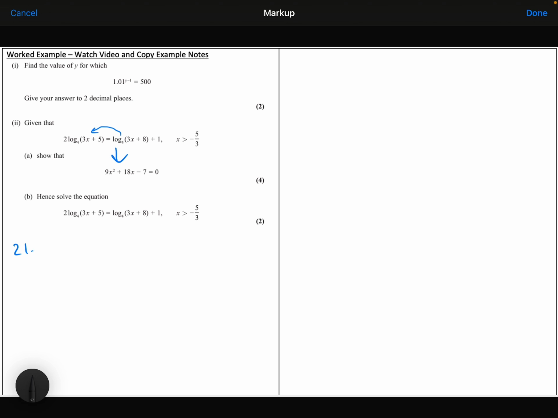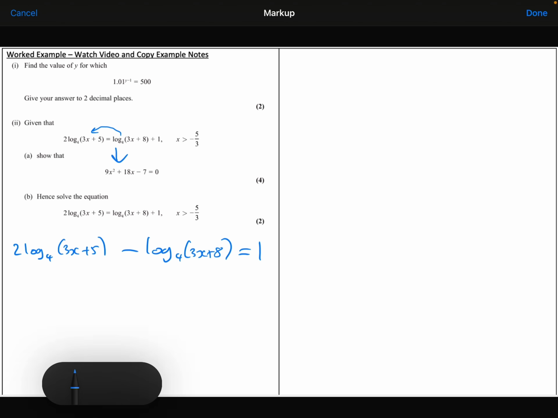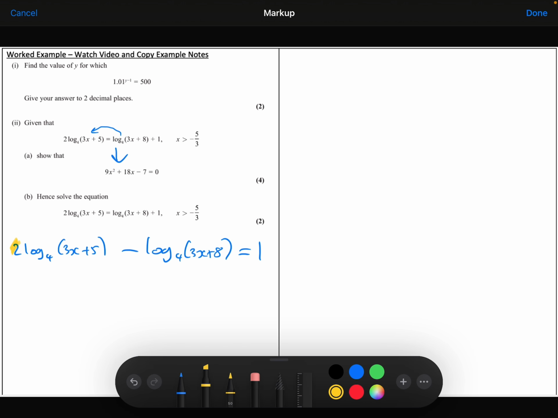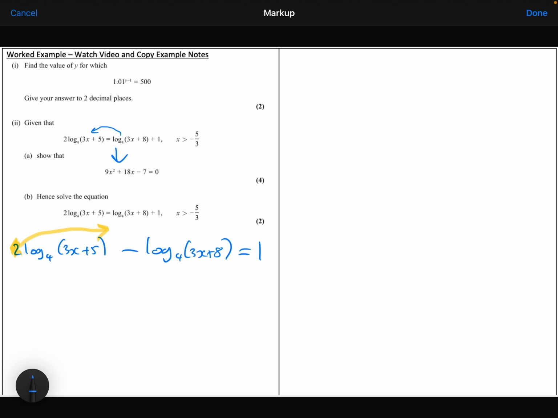So I am going to move all the logarithms to one side of this equation. So subtracting the log base 4 of 3x plus 8 from both sides. I now want to try and combine these two logarithms together. So I have a single logarithm, and I am then able to do the inverse. I can't bring them together just yet because of that coefficient of 2. So I have to move that up to the power using the power rule.